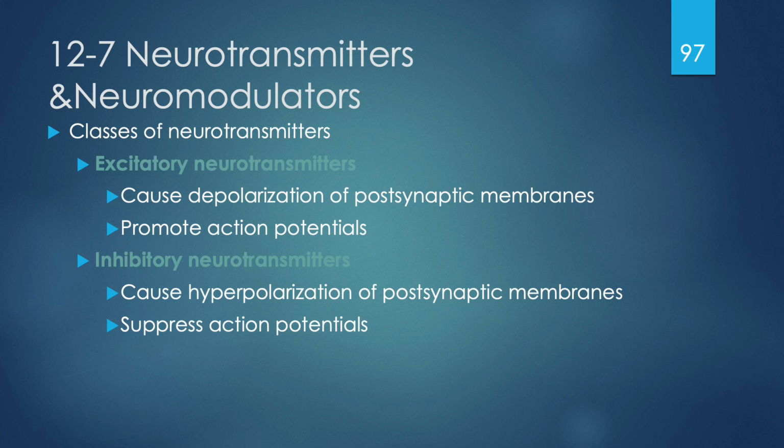We have excitatory neurotransmitters, and these are going to cause a depolarization of the postsynaptic membranes. Because it's depolarizing, that's helping to create a graded potential which will promote action potentials. We also have inhibitory neurotransmitters, and these are going to do the exact opposite. Instead of causing depolarization, they'll cause hyperpolarization of the postsynaptic membranes, and this acts to suppress action potentials, meaning that it will take even more stimuli for the cell to have an action potential.